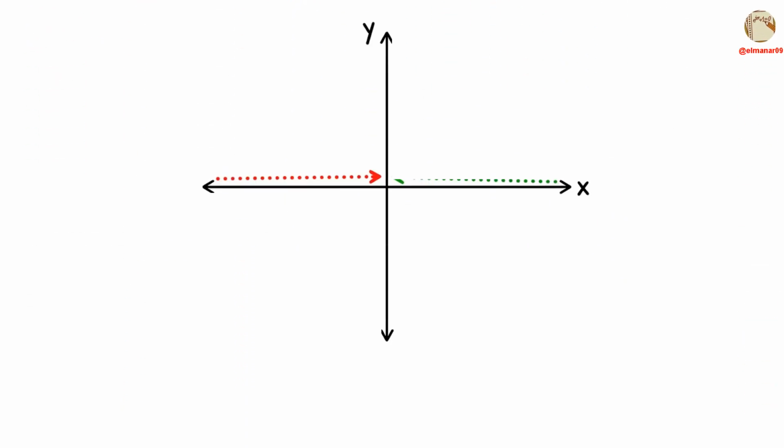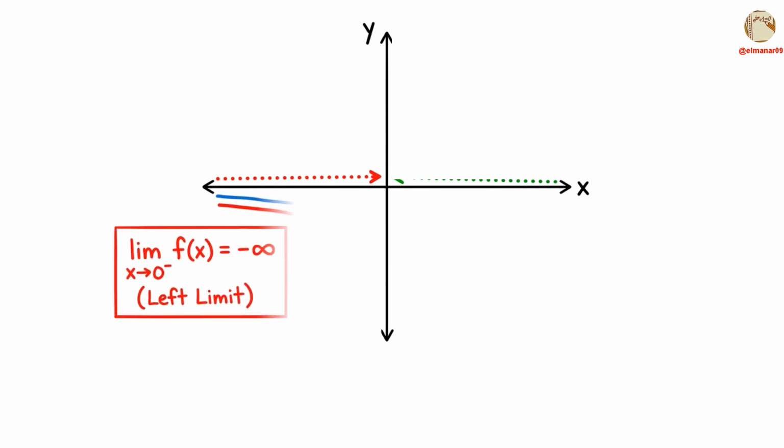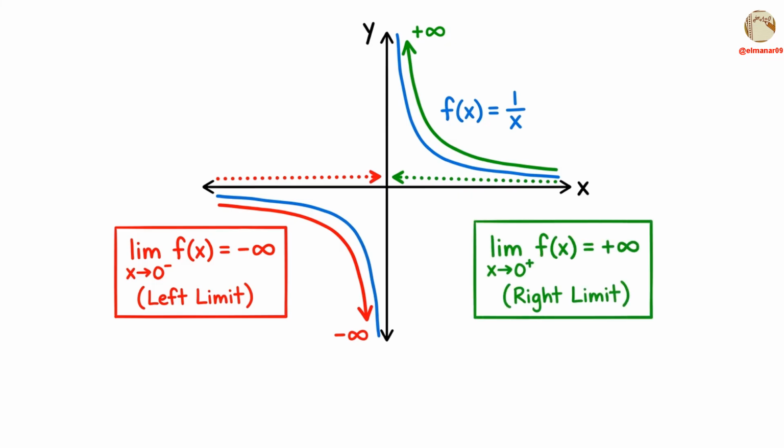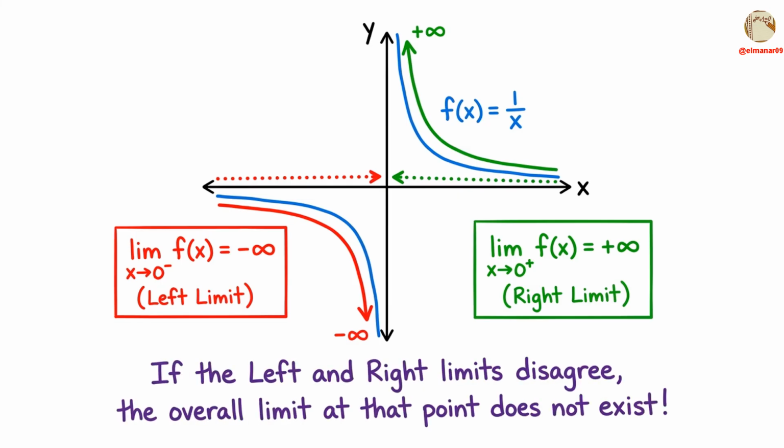Now, let's look at a classic troublemaker, the function f of x equals 1 over x. This is a perfect example of why we need to look at both sides. If we approach 0 from the left, denoted by 0 minus, the red dotted line, the function dives down toward negative infinity. But if we approach from the right, 0 plus, the green dotted line, it rockets up to positive infinity. Because the left limit and the right limit don't agree on a single target, we say the overall limit at 0 does not exist. It's like two friends trying to meet at a mall, but one goes to the roof and the other to the basement. They never actually meet.